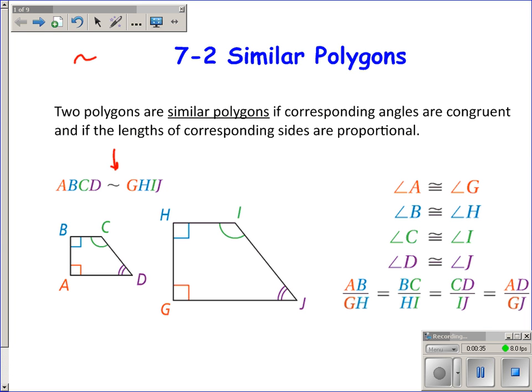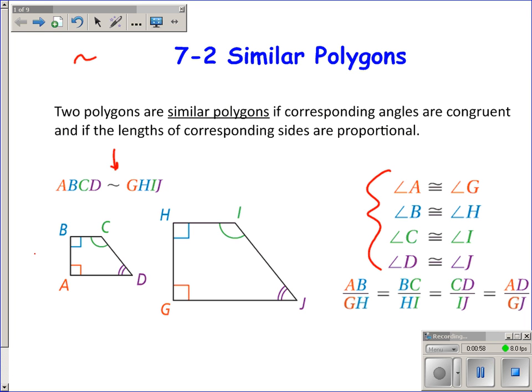Okay, what that means is the corresponding angles are congruent. So angle A and G are congruent, angles B and H are congruent, angle C and I are congruent, angle D and J are congruent. Okay, but not only that, the corresponding sides are proportional, not congruent, but proportional.